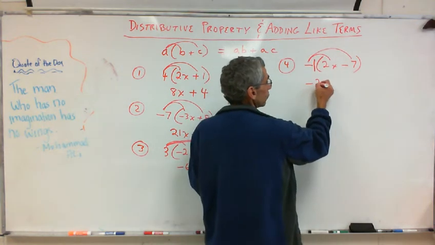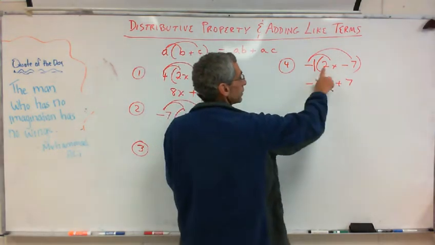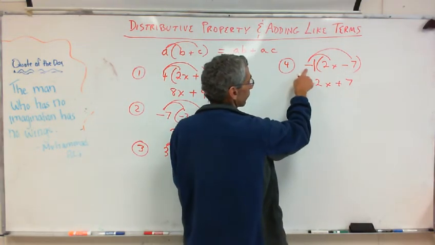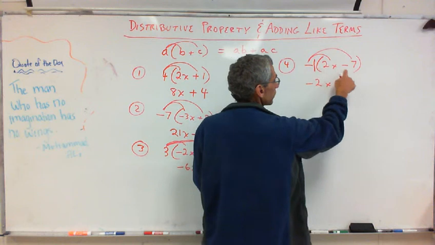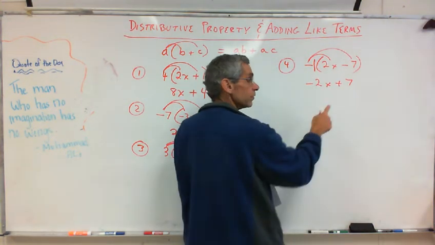So it would be negative 2x plus 7, right? So all the signs changed inside the bracket. When there's a negative outside, all the signs change. That's a positive 2x, and now it's a negative 2x. That's a negative 7, now it's a positive 7.